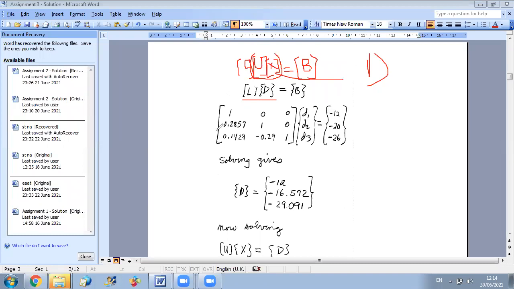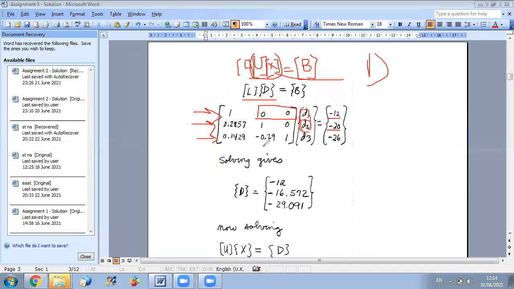And as you can see, I will start with the first equation because here zero elements are in the upper part. This is why it's a lower triangular matrix. So I start by solving for D1 by saying that 1 times D1 equals minus 12. Then once I find D1, I go to the second equation and I write 0.2857 D1 plus D2 plus 0 D3 equals minus 20. The only unknown then will be D2, I get it. And now, once I have D1 and D2, I can move to the third relation. This is why we call it forward substitution, because we start from the first to the last equation.